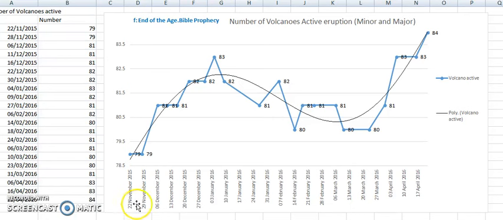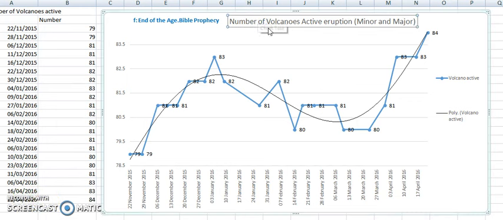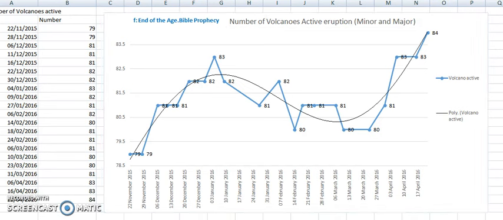Okay, the date today is the 24th of April. I'm just going to run through quickly the number of volcanoes active, and what the trend is at the moment. The last data was taken by me on the 22nd of April, and as you can see from this graph, now, this graph is from a period from the 22nd of November until the present day.